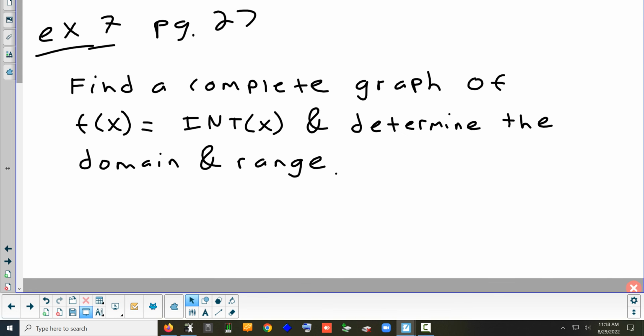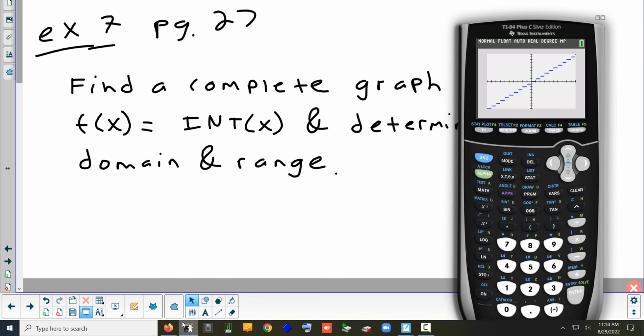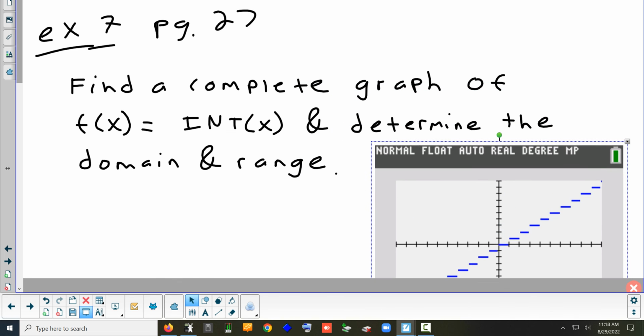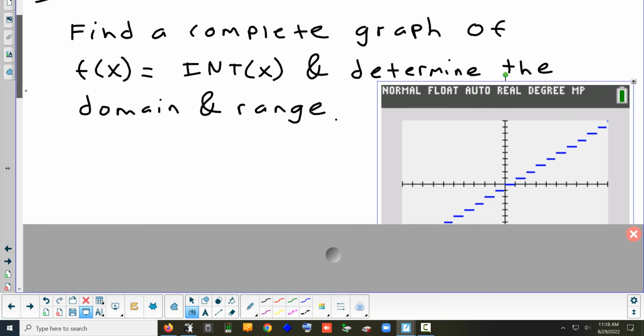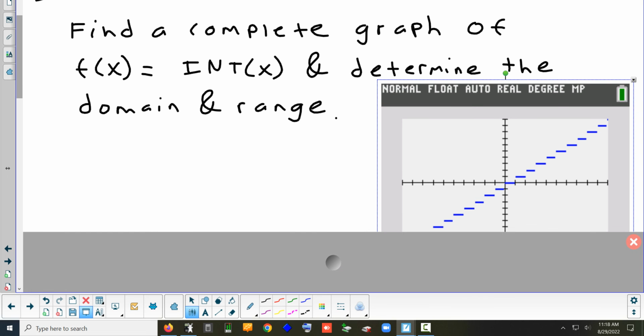So we've already found a complete graph. I would say the standard window is fine. Is that 10 by 10 or 20? Yeah, that's negative 10 to 10, which is technically 20 units, and negative 10 to 10, which is another 20. So find a complete graph, standard window. What I'm more interested in is the domain and the range.